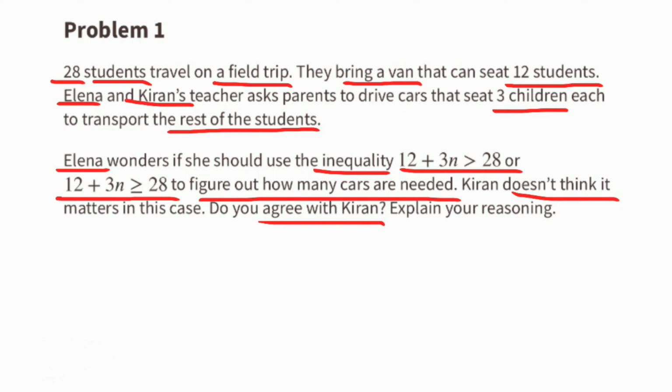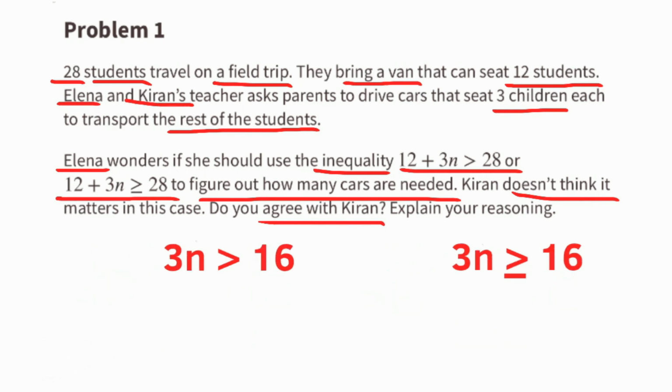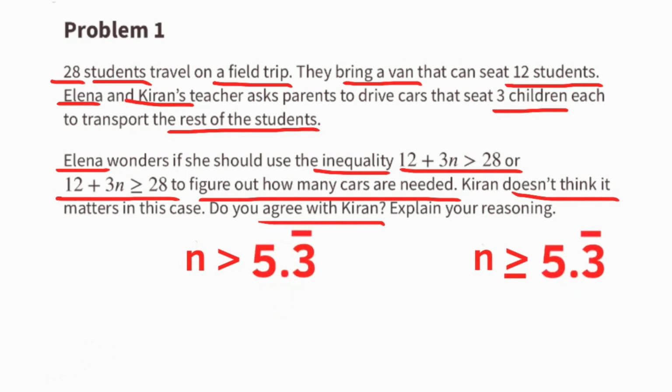Kieran doesn't think it matters in this case. Do you agree with Kieran? Explain your reasoning. Well, let's find out. We can solve for n for both of these inequalities. Subtract 12 from both sides of the inequality for both. Then divide both sides by 3. 3n divided by 3 is n, and 16 divided by 3 is 5.3 repeating, which means it's more than 5 cars. Since they'd need more than 5 cars, that means that they'd need to take 6 cars. I agree with Kieran. You can use either of these inequalities to figure this out.